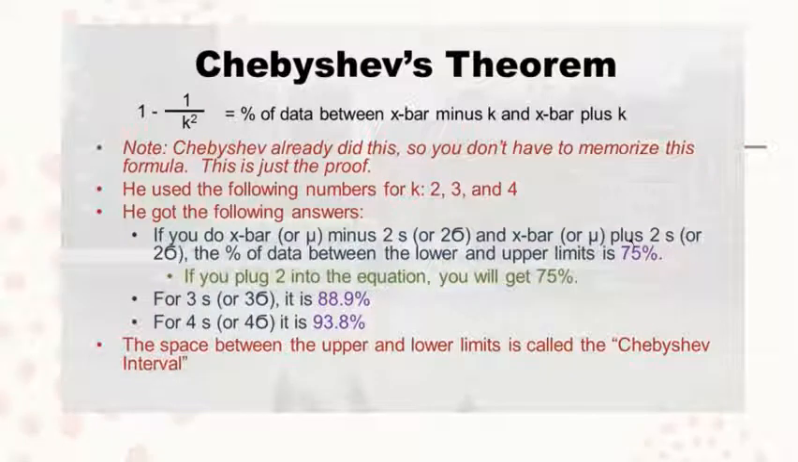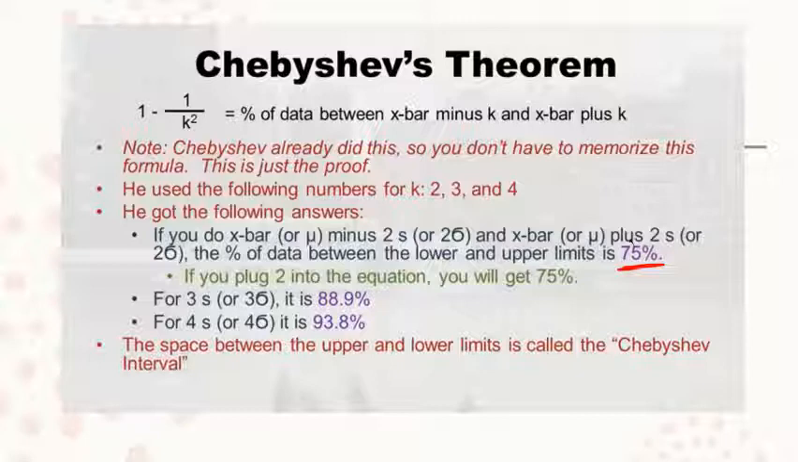All right, so now let's dig a little bit deeper into this. So that's what it looks like whenever we use 2 as our k, meaning we're using 2 standard deviations. We will always be getting 75%, which means that 75% of the data set will fall between whatever our lower limit and upper limit is.